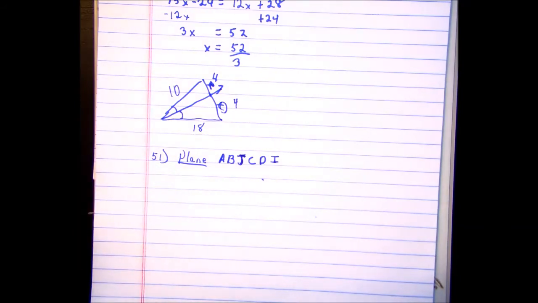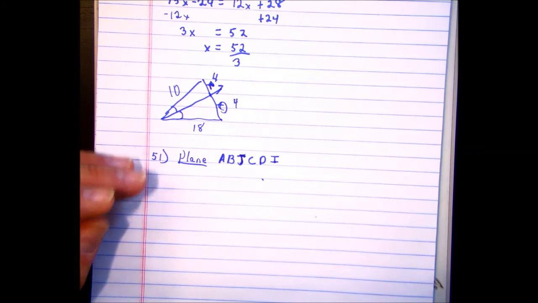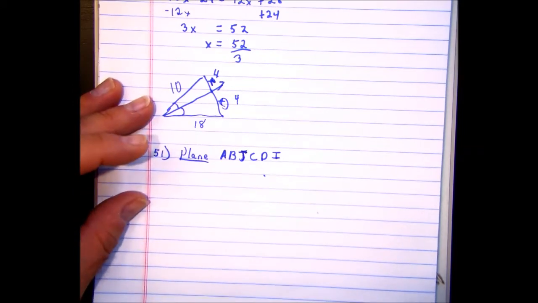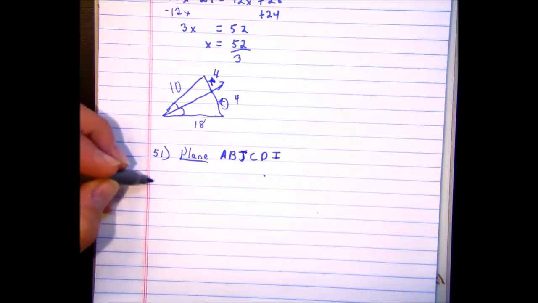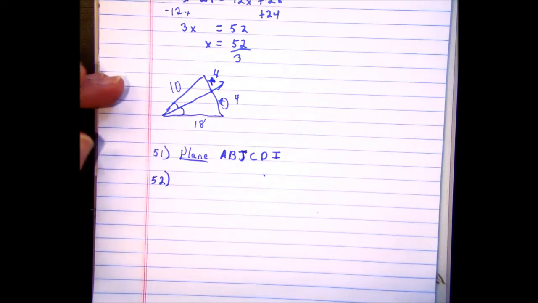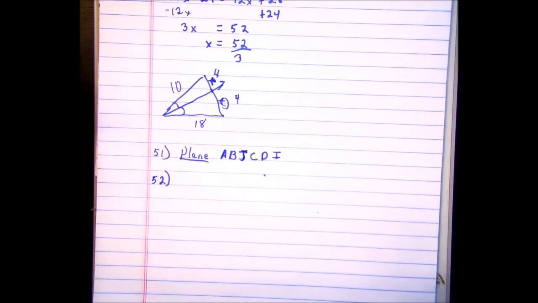So you start at any spot and then go around and list the points. Do you have to list all of them? No. How many do you have to list? At least 3. That's the rule for naming a plane. You have to use at least 3, and they can't be on the same line. So plane BJC would be incorrect because B, J, and C are all on the same line. So you have to use 3 points that are not on the same line.